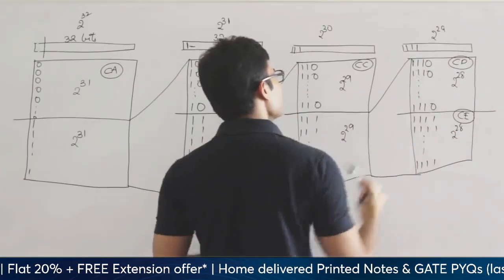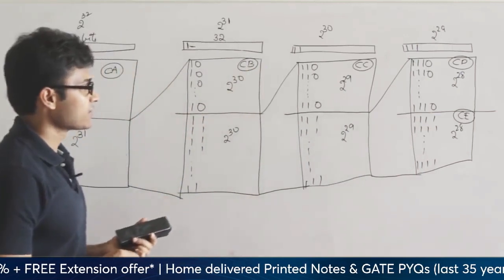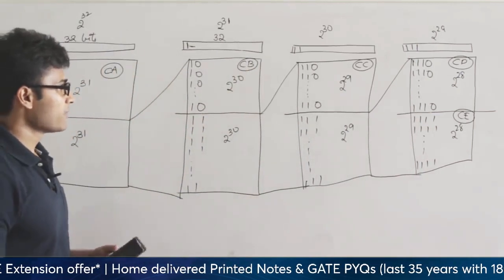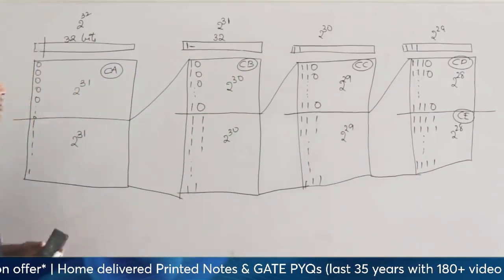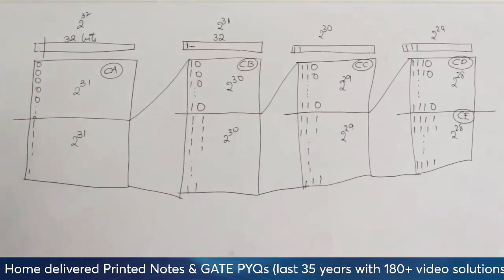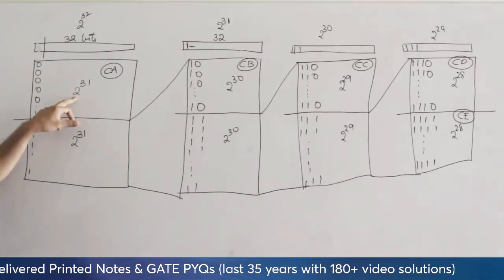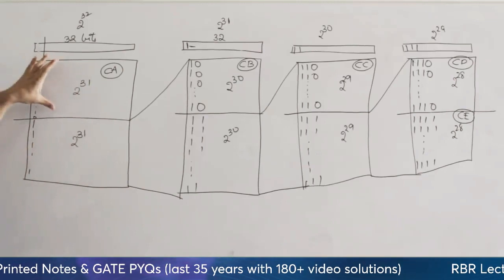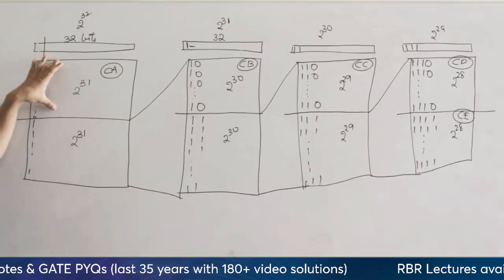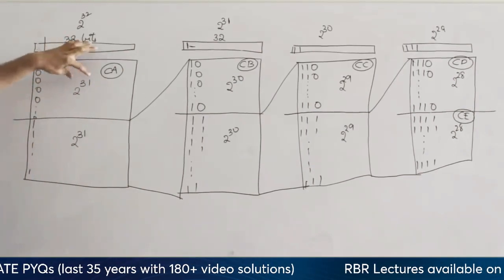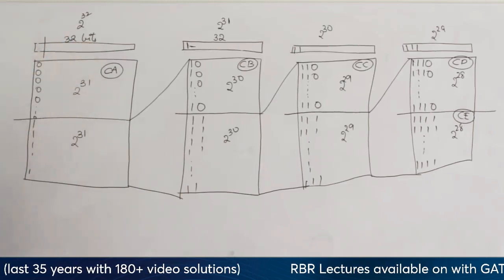Now we shall go into each class one by one and discuss what they are about. But before that, I want to discuss one thing. Now in class A, what is the total number of IP addresses present? That is one question. In class A, the total number of IP addresses present is 2 power 31.